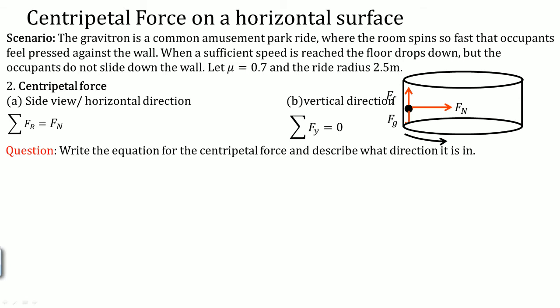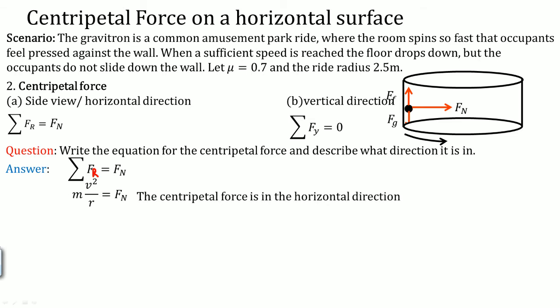Now, we're asked to write the equation for the centripetal force and describe what direction it is in. The centripetal force, this should be Fr, is equal to the force normal. We could make the substitution: mv squared over r is equal to the force normal. Notice that the centripetal force here is in the horizontal direction.